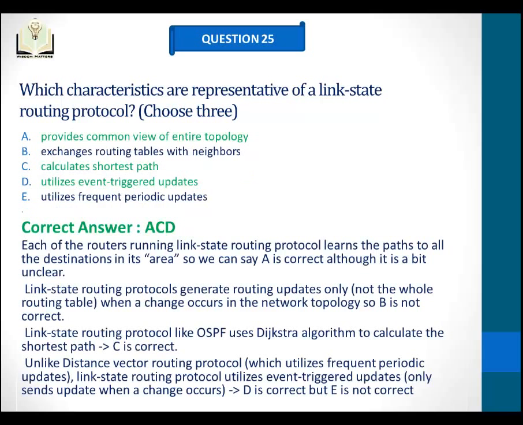And the answer is: provides common view of entire topology, calculates shortest path, and utilizes event-triggered updates. That's A, C, and D.